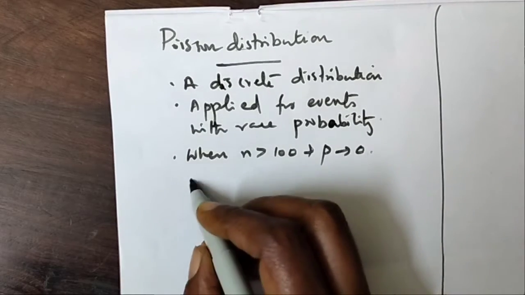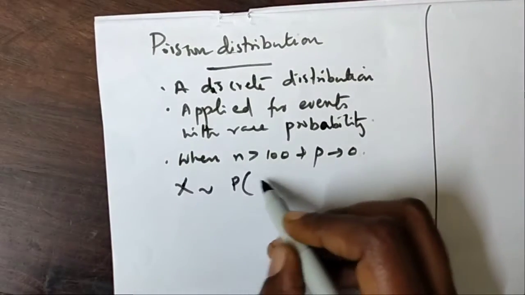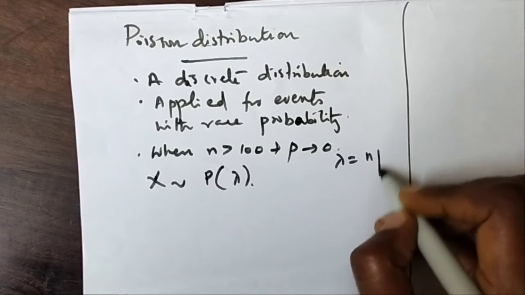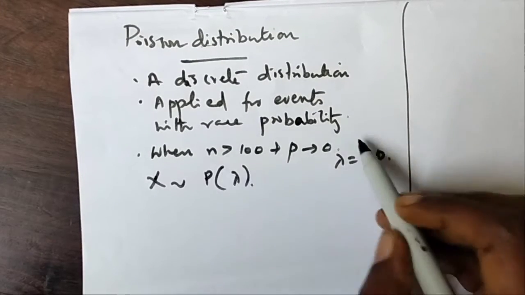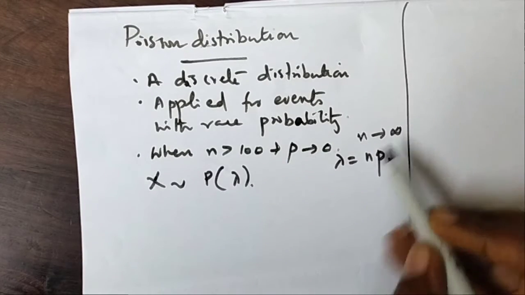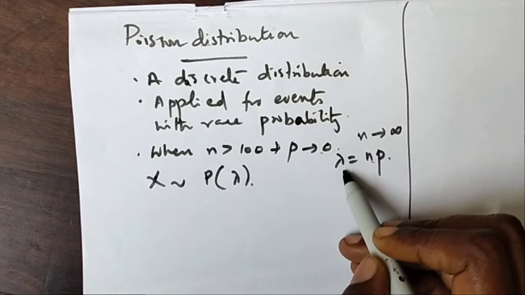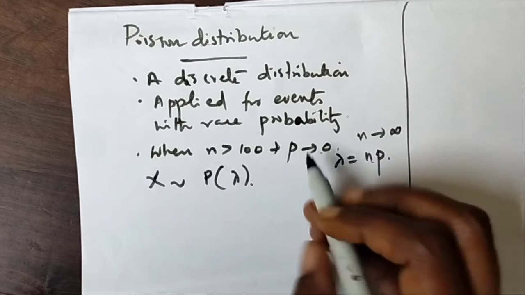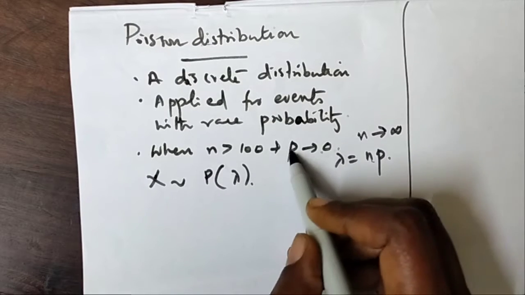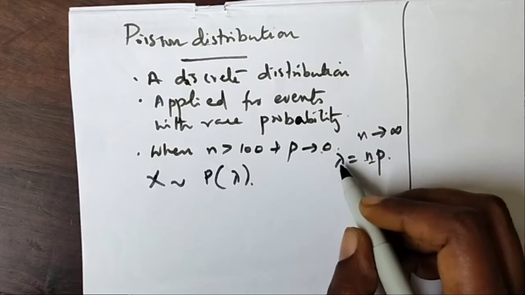So if x follows Poisson distribution, here the parameter is lambda. And what is lambda? Lambda is a number such that it is n into p. N is tending to infinity. N greater than 100 means n is approaching infinity and p is approaching 0, so that the product is a constant lambda. In binomial distribution, we are approximating as n tends to infinity and p tends to 0, so that lambda equal to np will be a constant.